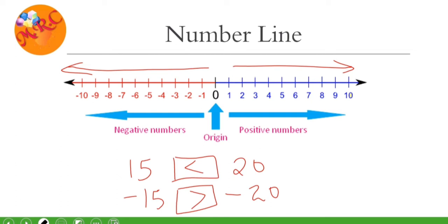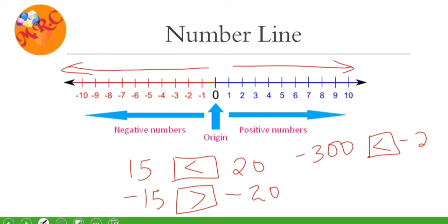So the further you go on the negative side, -300 is less than -2. So if we had -300 and -2, -300 is less than -2. All right? So these are just some things for you to really bear in mind.